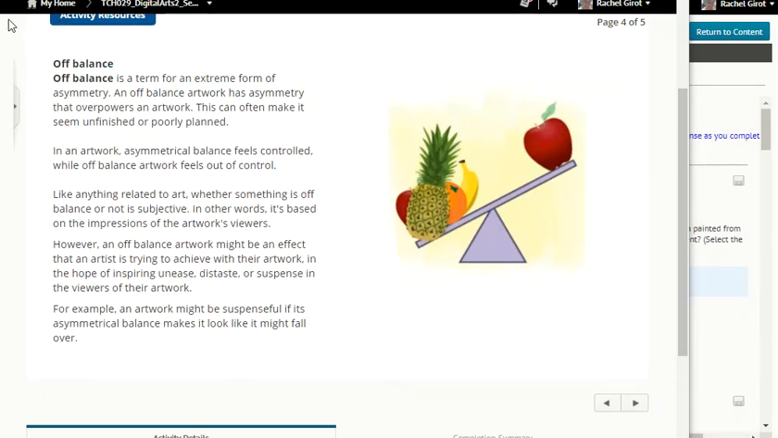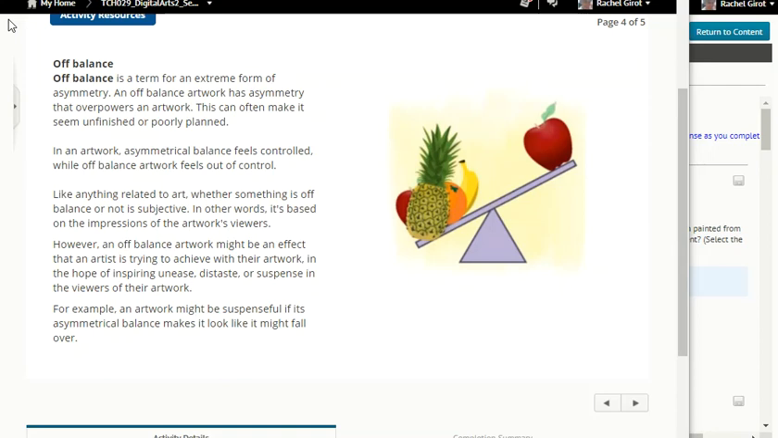Off-balance is a term for an extreme form of asymmetry. An off-balance artwork has asymmetry that overpowers an artwork. This can often make it seem unfinished or poorly planned. In an artwork, asymmetrical balance feels controlled, while off-balance artwork feels out of control. Like anything related to art, whether something is off balance or not is subjective. In other words, it's based on the impressions of the artwork's viewers.